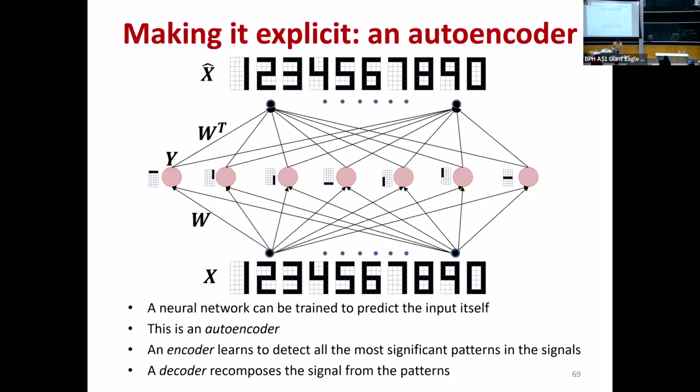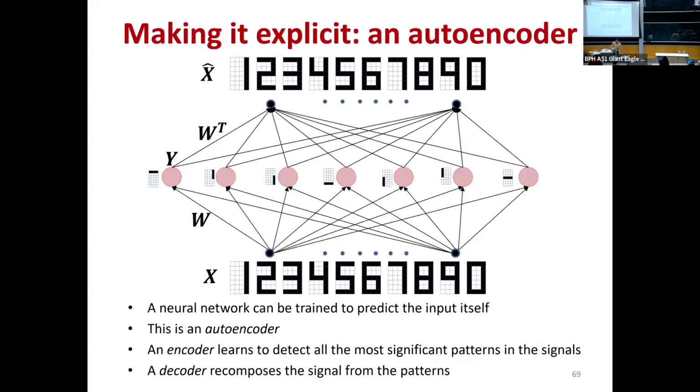This is what is called an autoencoder. So here you have a portion which has feature detectors, which detects various features in the input. This is what we call the encoder. And then we have a portion that recomposes these features to reconstruct the input. And that's what we call the decoder.